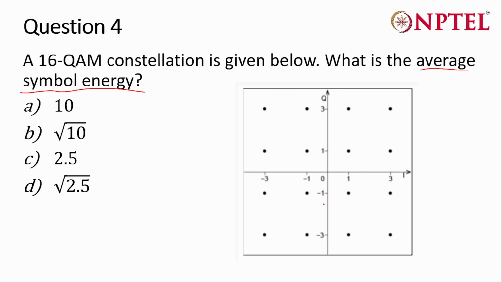Symbol energy means, see, you have 16 symbols here, right? So, find the total energy divided by how many symbols we have. Totally, we have 16 symbols in a 16 QAM constellation. So, if you take this symbol, it is 1 plus 1. So, what will be your energy? 2. Same way for this left side symbol, it is minus 1 plus 1. Again, your energy is going to be 2. So, you have 4 symbols that are going to have energy 2. Same way, find the energy for each of these 16 symbols and divide it by 16. So that will give you the average symbol energy.